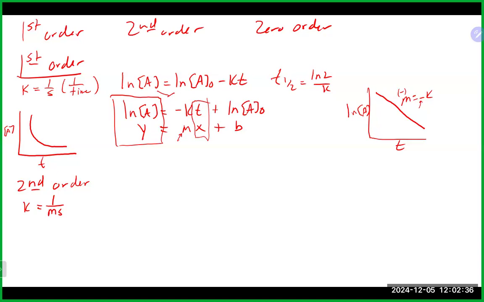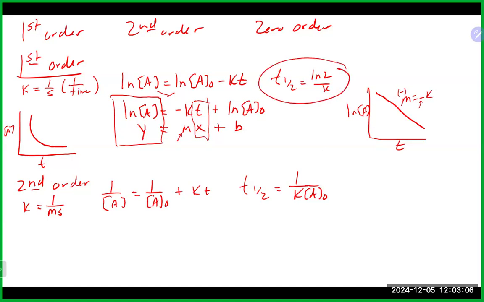Once again, the identification of that being second order with those units gives us our integrated rate law, which is 1 over A equals 1 over A naught. Obviously, A naught is our initial and A is our final. Remember, this one is plus kt. This has a half-life equation of 1 over k times the initial concentration. So unlike first order, which is independent of your initial concentration, here with our second order reaction, it is dependent on the initial concentration.